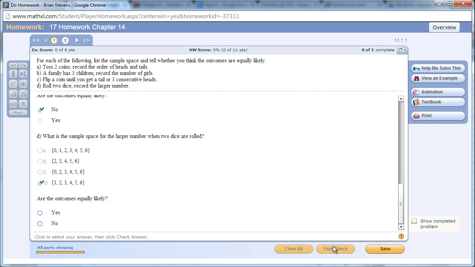And there are 36 ways that the dice roll can come out with the first and the second dice. So with this in mind, there's only a 1 in 36 chance that we will get 1. But there's a lot of ways to get 6. So these are not all equally likely.